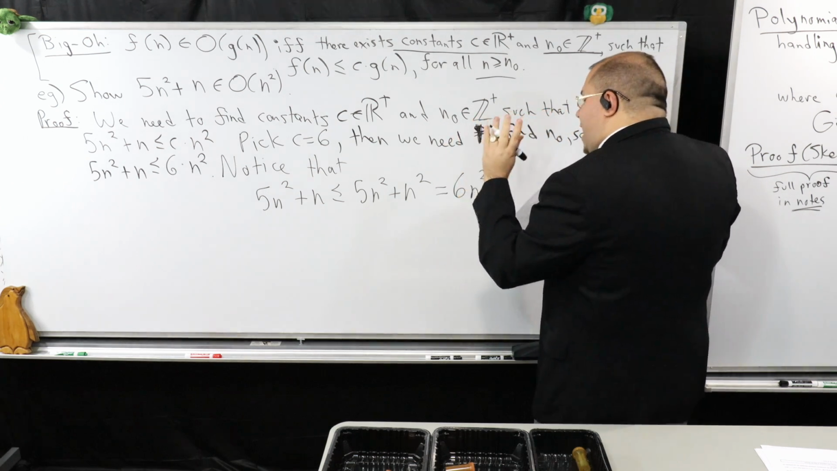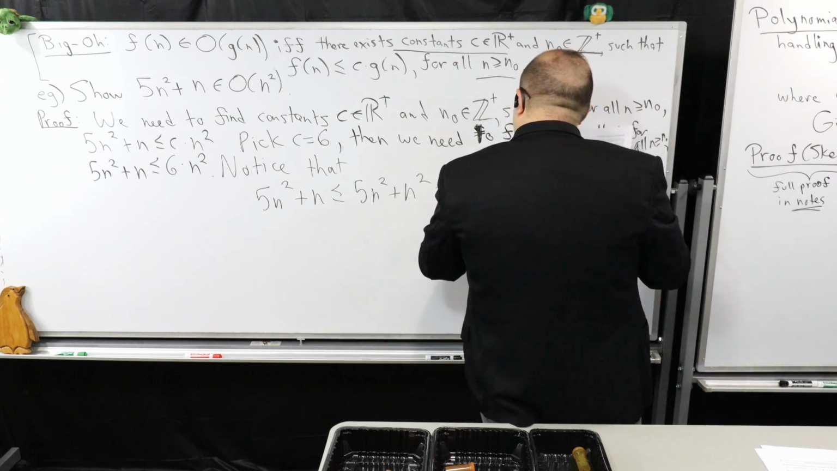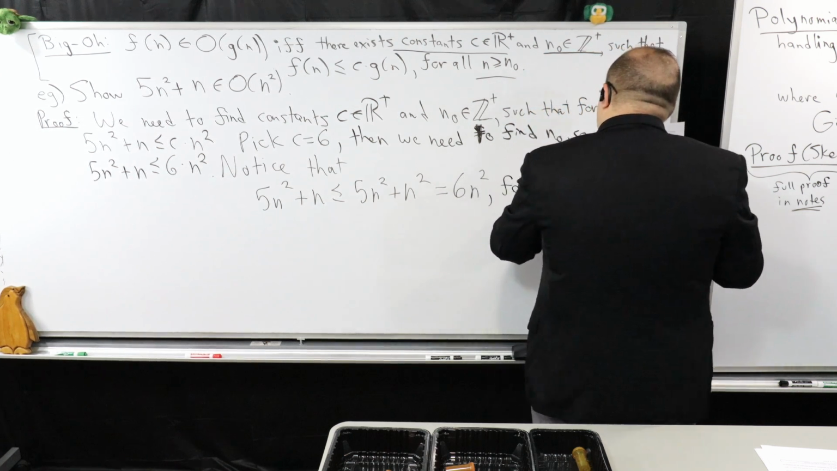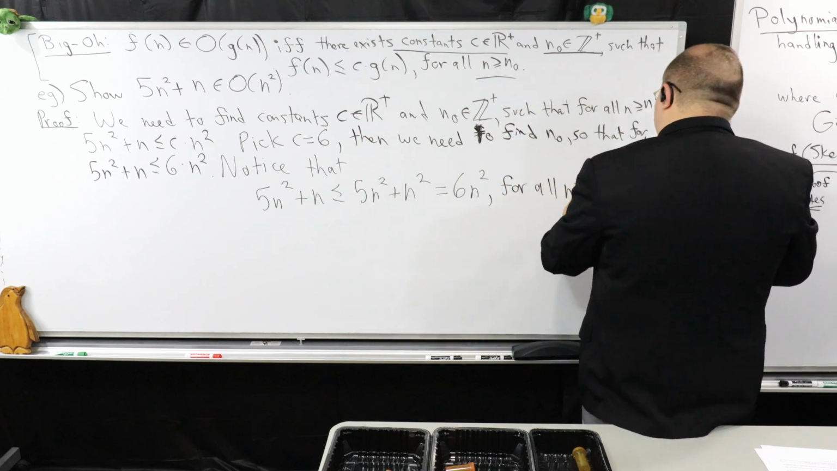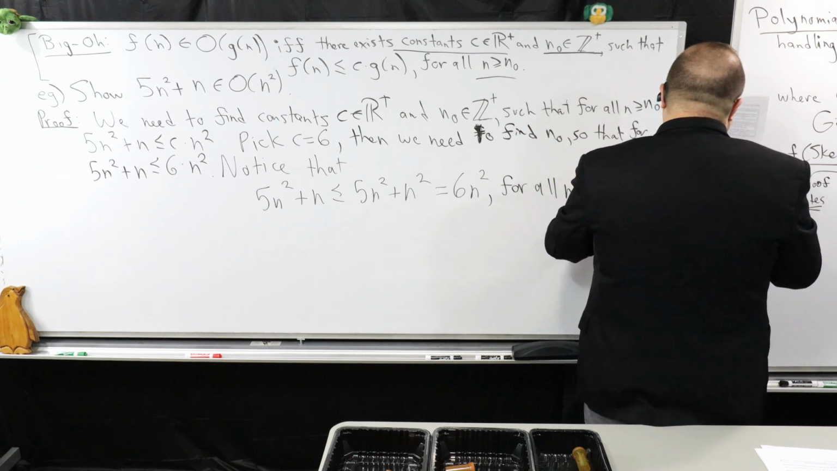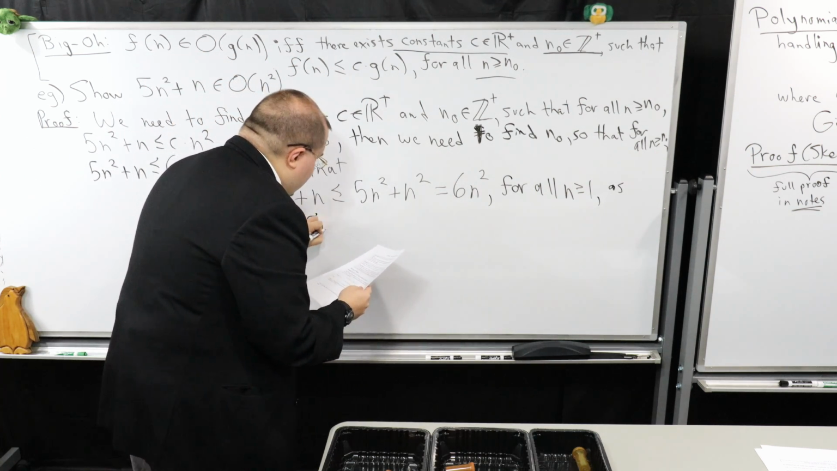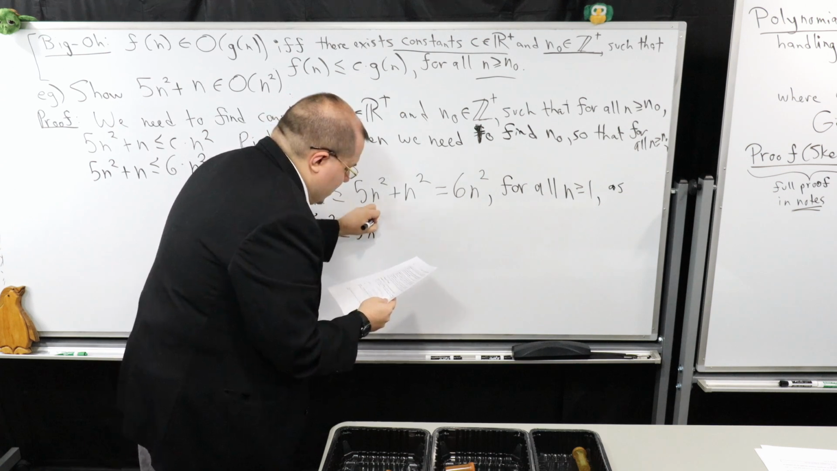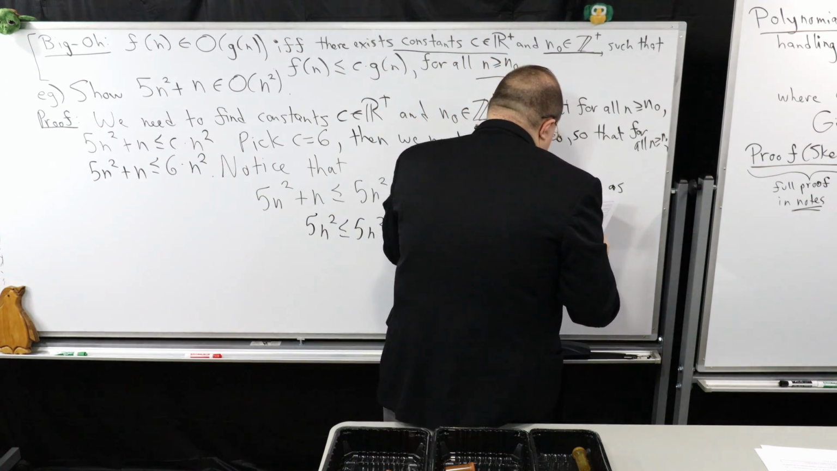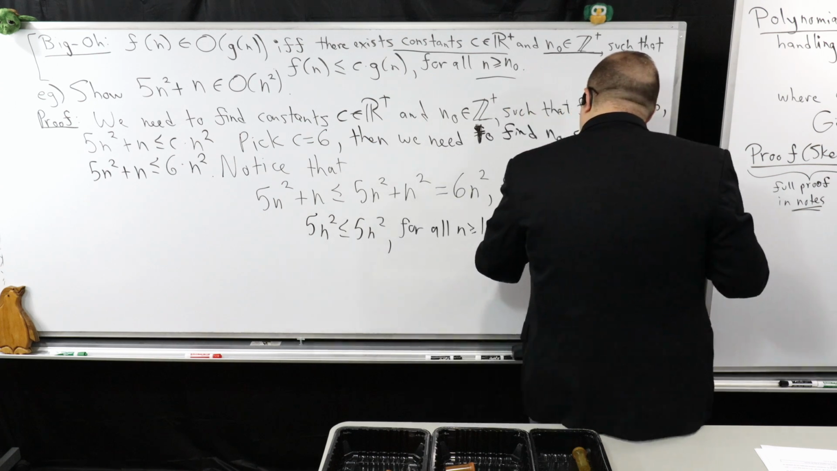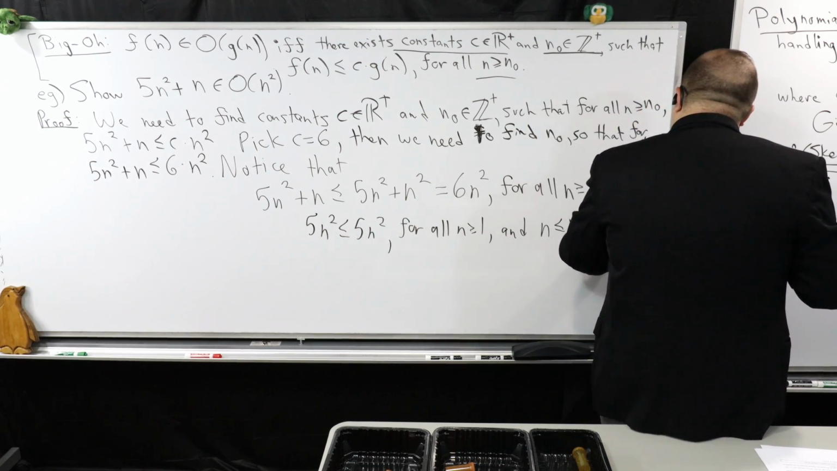Now this is where we have to be careful. I have to justify why this is true. So I say for all n greater or equal to 1, that's the quantifier. This is going to be true for all n greater or equal to 1. And here's the justification: 5n squared is less than or equal to 5n squared for all n greater or equal to 1, and n is less than or equal to n squared for all n greater or equal to 1.